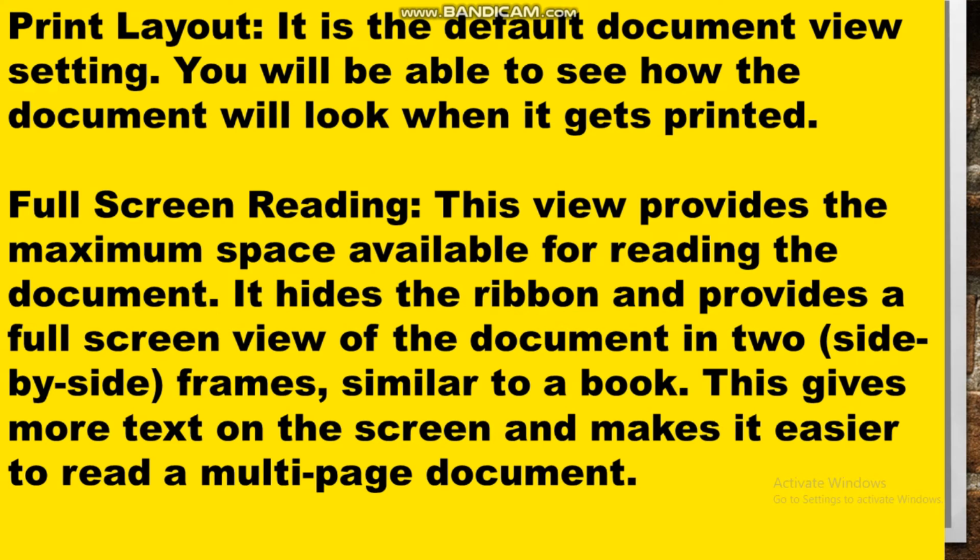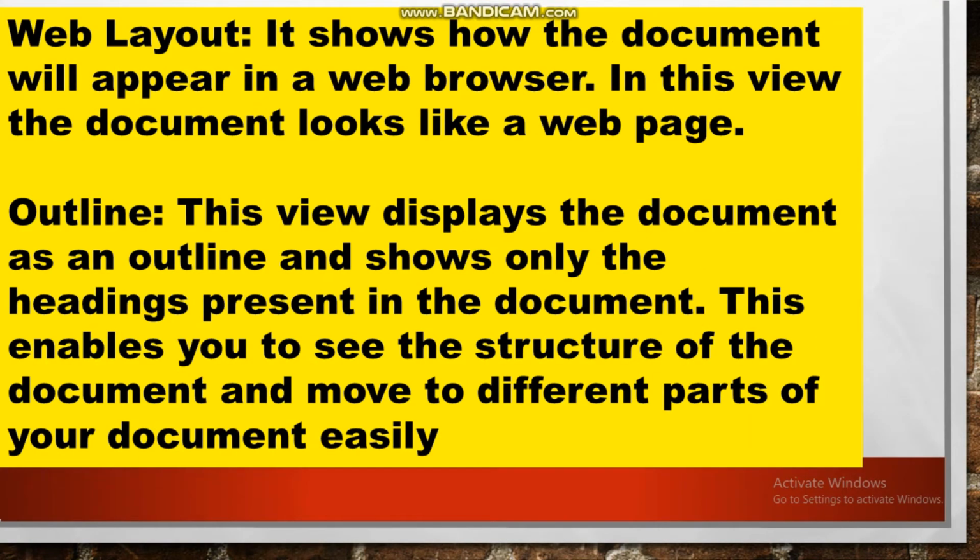It is the default document view setting. You will be able to see how the document will look when it gets printed. The default document is the print layout, on which we work. Then we have full screen reading. This view provides the maximum space available for reading the document. It hides the ribbon and provides a full screen view of a document, and it divides our document into two parts, similar to a book. This gives more text on the screen and makes it easy to read a multi-page document.